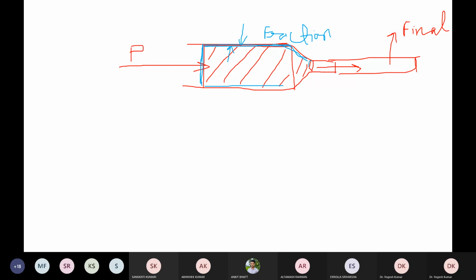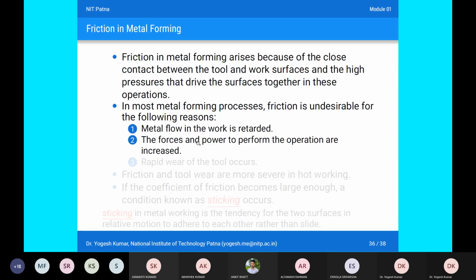Suppose you have placed a die here, and this is your die. After a certain interval of application, your die size may get increased, or it may have certain damages due to the frictional forces between your tool and die. So this is another disadvantage, or the reason why friction is undesirable in the case of metal forming processes.